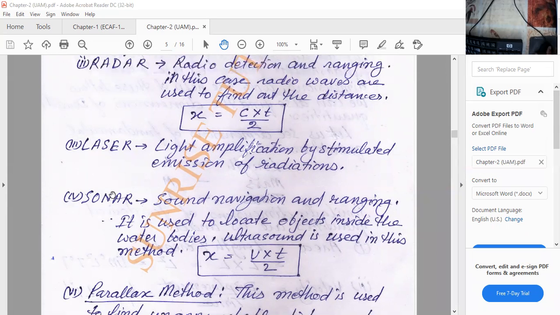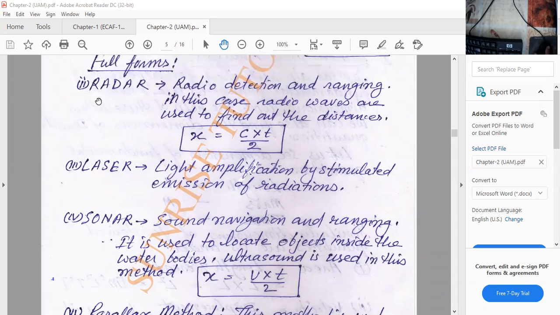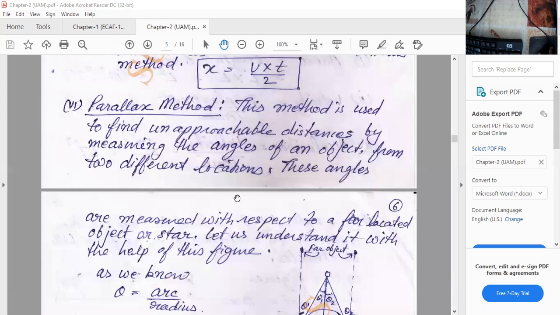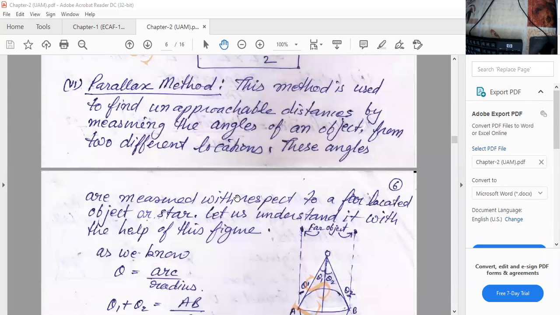Here, we must know the full forms of radar, laser, and sonar. Radar stands for radio detection and ranging. Laser stands for light amplification by stimulated emission of radiation, and sonar is sound navigation and ranging. So these full forms are very important. You must know them.